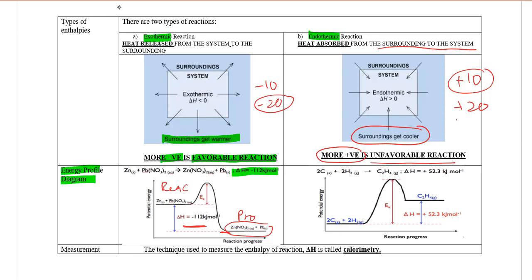Kenapa? Sebab kalau dia higher value of delta H, okay, more positive, kita kena supply lagi banyak heat. Kita kena supply 20 joule baru reaction tu boleh berlaku. Kita supply 10 joule dia reaction dah berlaku. So more positive means dia lagi more unfavorable.